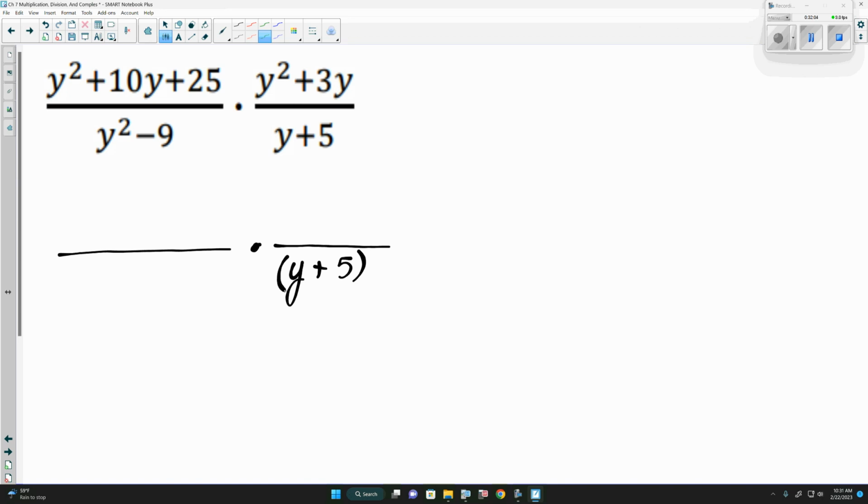Y squared minus 9. We have 2 terms, and they're being subtracted. Y squared is a perfect square. It's y and y. Is 9 a perfect square? It would be 3 and 3, which tells us this factors too. Y plus 3 times y minus 3.